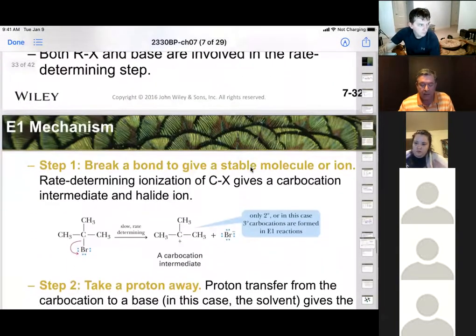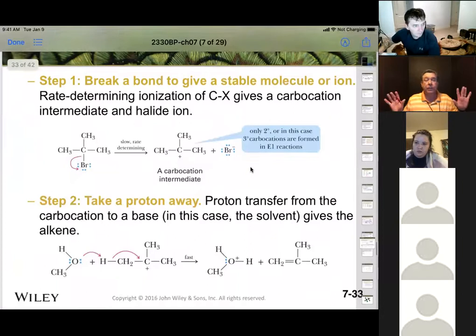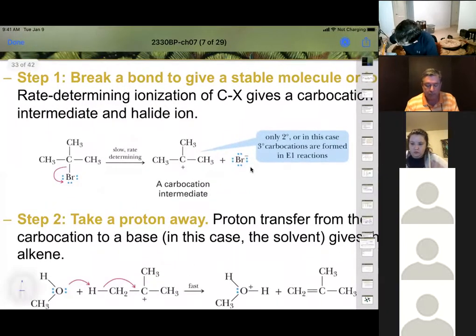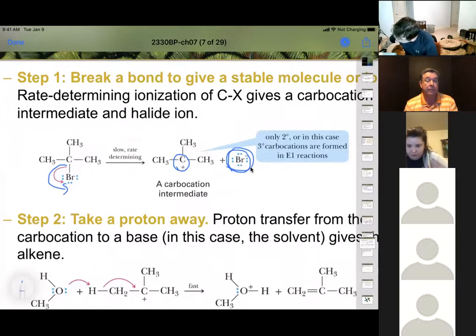Okay, so let's go into where things happen. Remember, we only have 4 things that can happen. I'm sorry, 5 things that can happen in a mechanism. One of the ones that has to happen in an E1 reaction is we have to form that carbocation. So the first thing that has to happen is we need to break that bond to give a stable molecule or ion. Our electrons pop out from that sigma bond between the carbon and the bromine, and that gives us our carbocation and a counterbalancing counter ion. Now remember that this right here is a weak base.